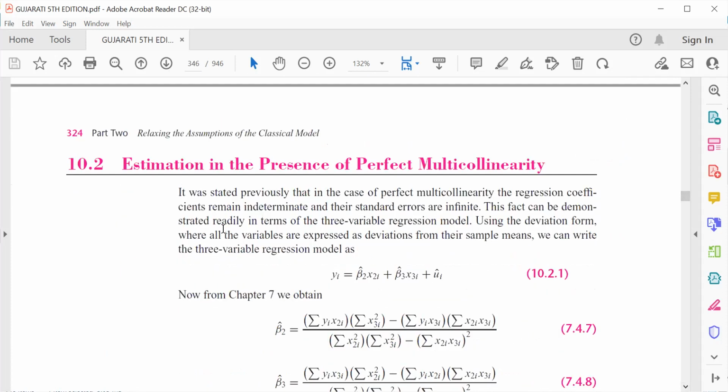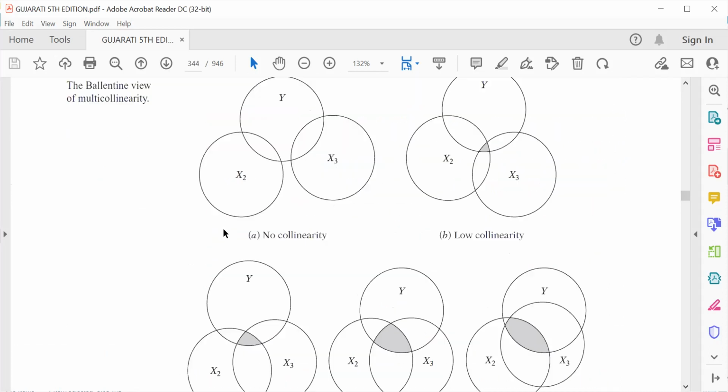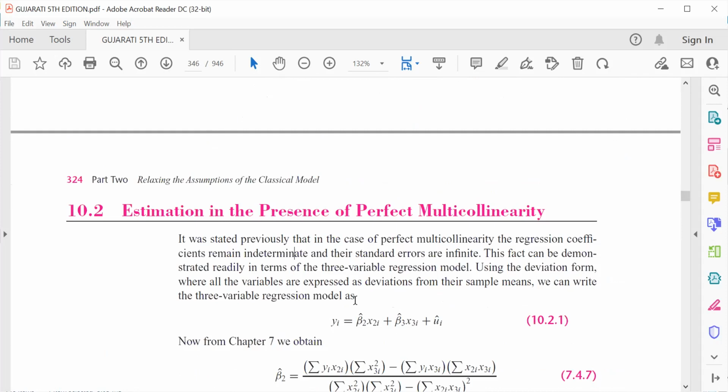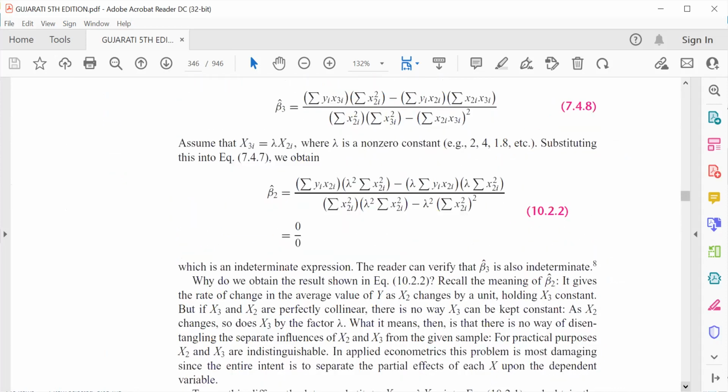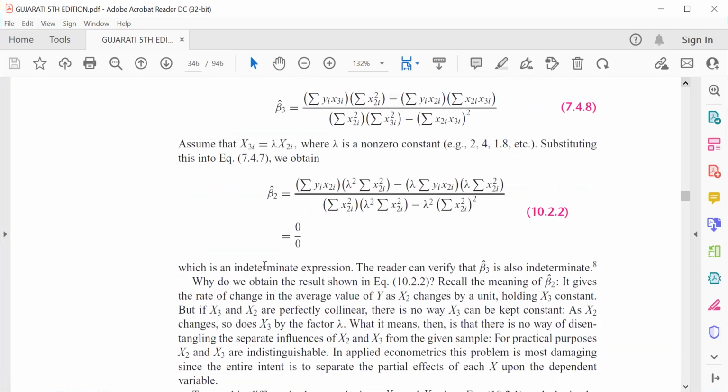What are the consequences of perfect multicollinearity? If there is perfect multicollinearity, we cannot calculate the parameters. Okay. Now we are talking about imperfect multicollinearity, because in the presence of perfect multicollinearity, we cannot calculate the parameters. For example, here, because we have 0 here, this means any number divided by 0 is undetermined.